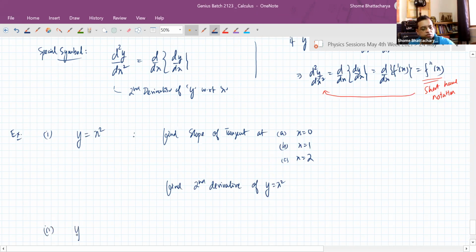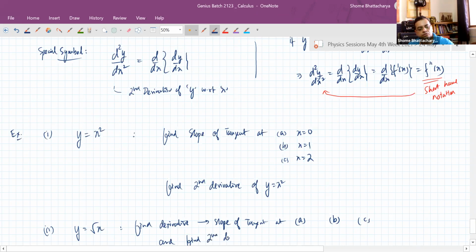Similarly, we look at the function y is equal to square root of x and do the same thing. Find the derivative and from that the slope of tangent at the same 3 points. We'll also analyze the second derivative, and we'll see something interesting and contrasting about the two functions. Work it out numerically first, then we'll discuss further. I'm putting up the answers in just a moment. Try it out yourself.